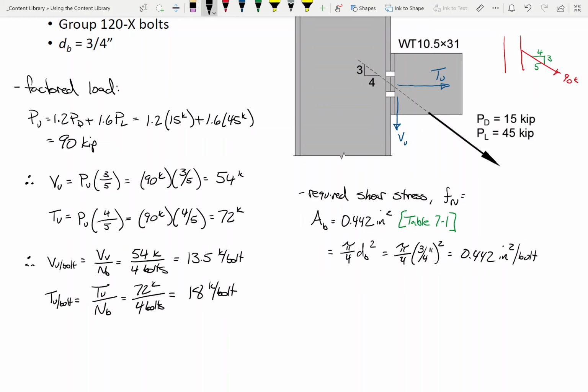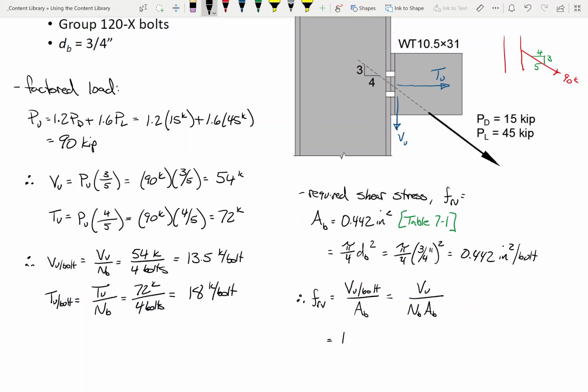So, how do we compute FRV? Well, I propose that there are two ways of doing it. The first way is to take the shear per bolt and divide it by the area of a bolt. The other way of doing it is to take the total shear and divide it by the total area. Either one's going to give you the same answer, right? Because VU per bolt is equal to VU over NB, and that's what this is right here. So it's going to give you the same answer. I'm going to use the first one because I'm lazy.